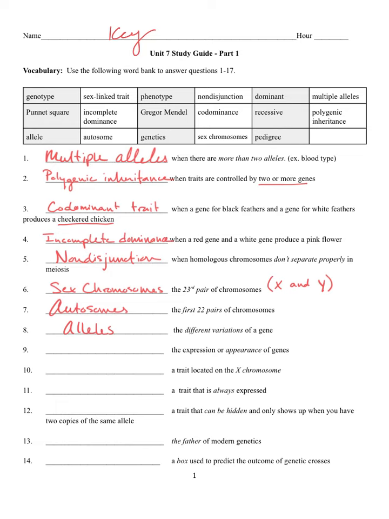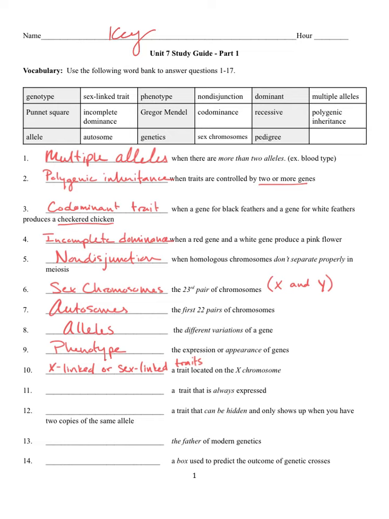Number 9, the expression or appearance of a gene is its phenotype. So what something looks like is phenotype. The letters that code for the phenotype are the genotype. Number 10, a trait located on the X chromosome. These are referred to as X-linked traits or sex-linked traits, and it's because they are carried on one of the sex chromosomes.